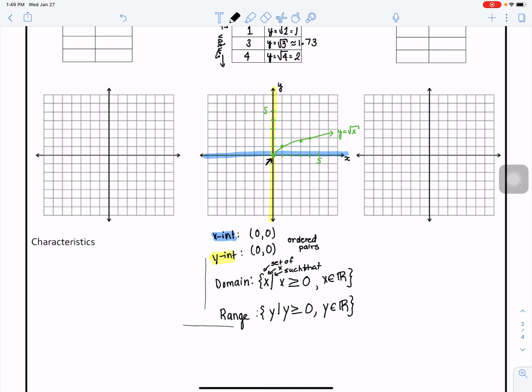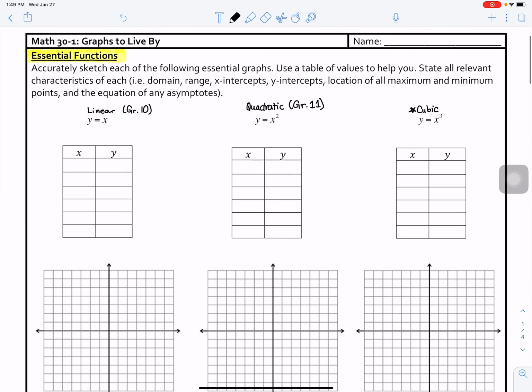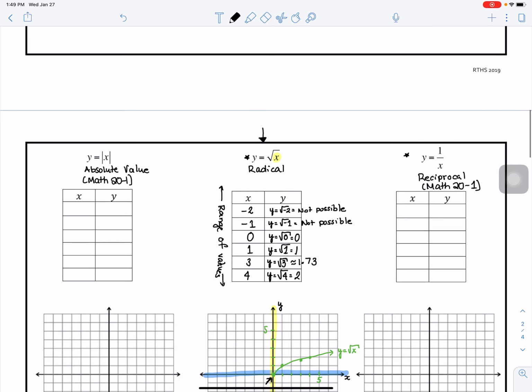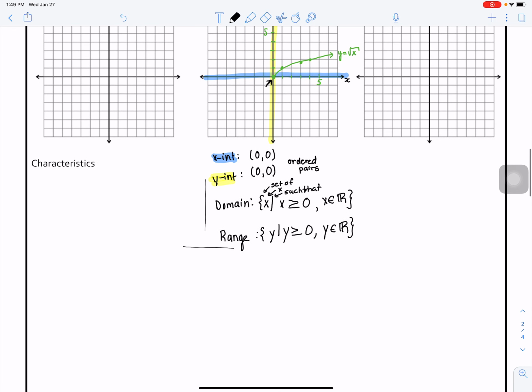When we talk about a radical graph, we don't talk about 0, 0 being a maximum or a minimum. This graph has no maxes and mins, although 0, 0 is the lowest that the graph ever goes in relation to x or y, but we say that this graph has no maxes and mins. And for equations of any asymptotes, there are no imaginary lines that the function is approaching. So these are my main characteristics for this function.